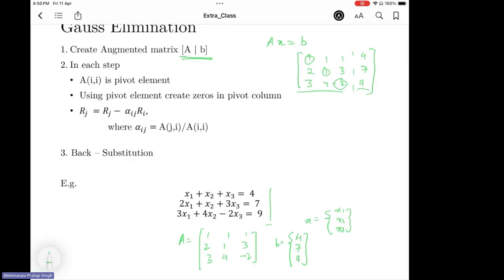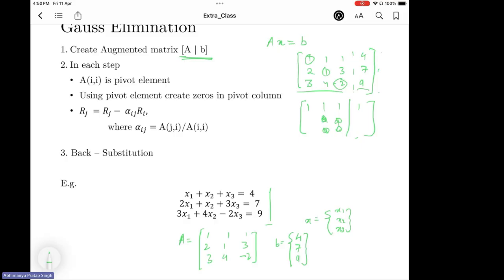Whatever operations we do on this column, the same will be done on this column. And likewise, we make these two column elements zero for the first row. So we will get something like 1 1, and whatever terms we get here. So for the first row, we want this element to be zero.